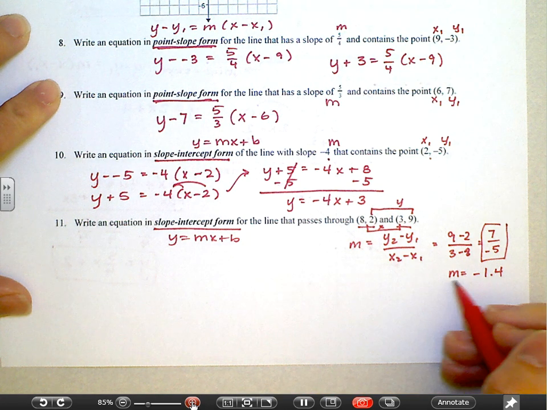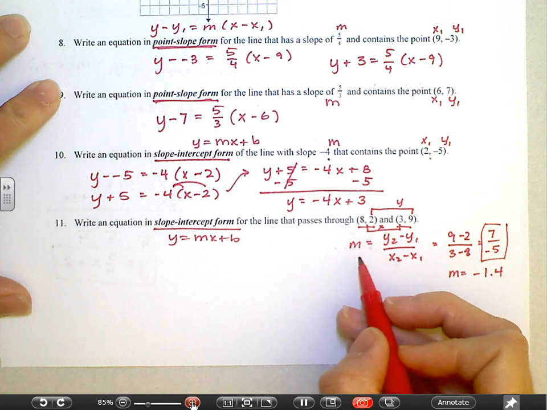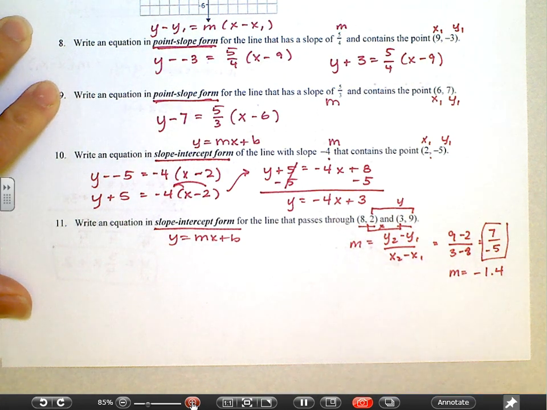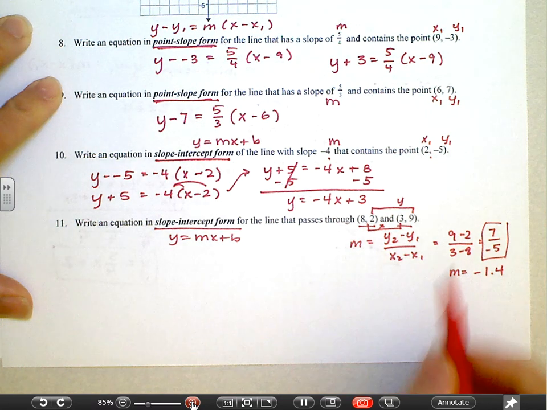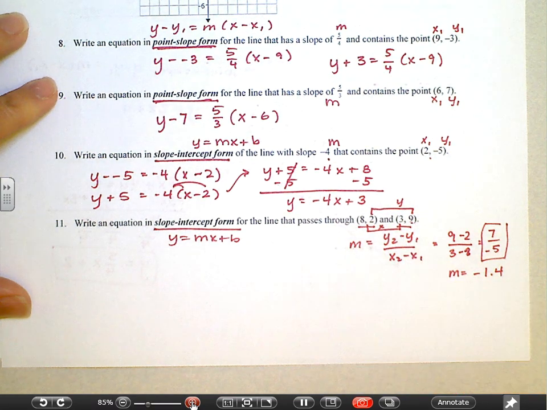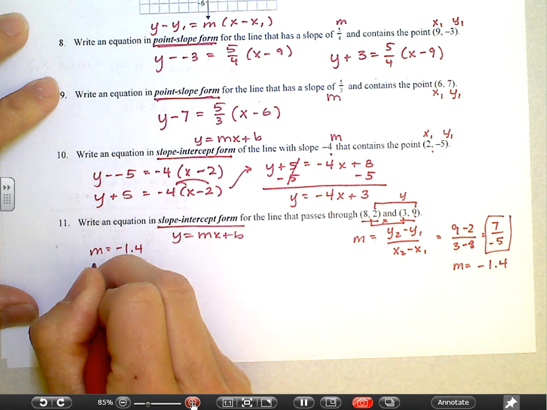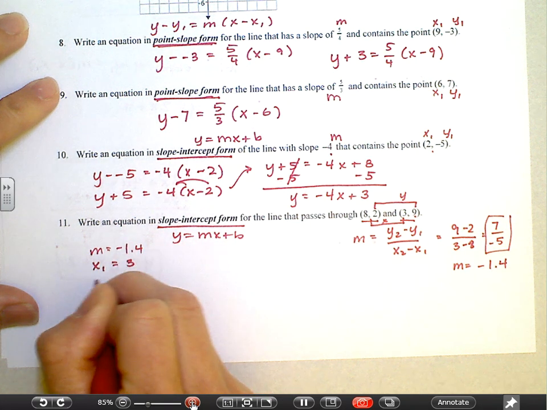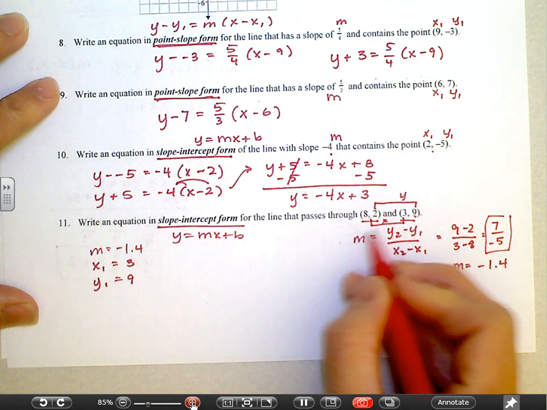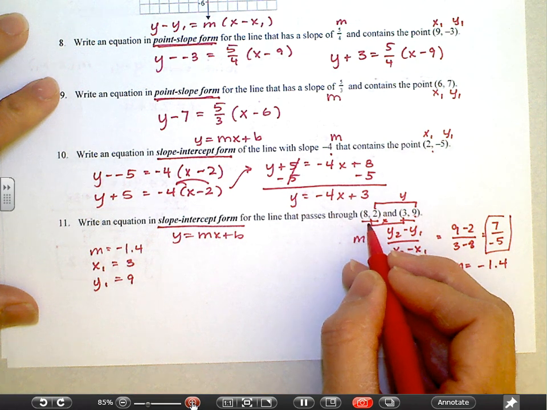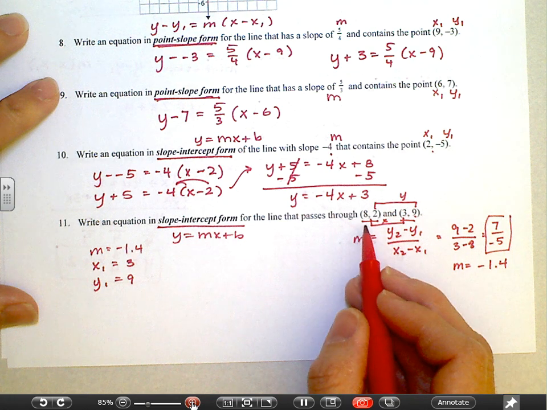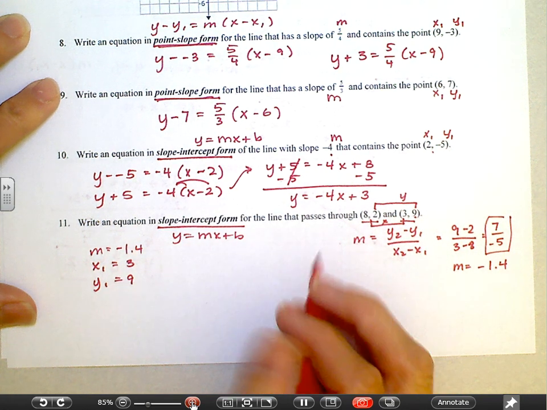All right, so here's my slope. And then with this, you can use either point. It does not matter. I'm going to use 3, 9 as my point. So I'm going to use a slope of -1.4, an x1 of 3, and a y1 of 9. And again, you totally could have used 8, 2. You'll get the same answer as long as you do the math correctly. But I just chose 3, 9.